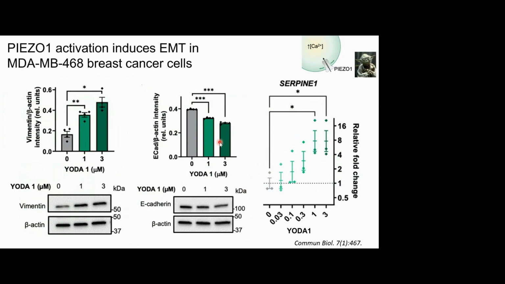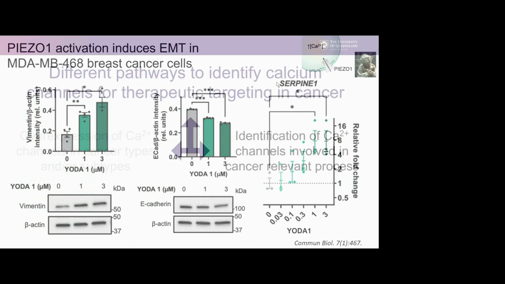But what did change at the same level was this SERPINE1, a protein really important in breast cancer metastases. And we observed that there was a really massive increase in SERPINE1 levels when we activated these cells with Yoda-1. So what that tells us is that certainly morphology can drive behavior, and maybe Piezo-1 might be an interesting target for some aspects of breast cancer.